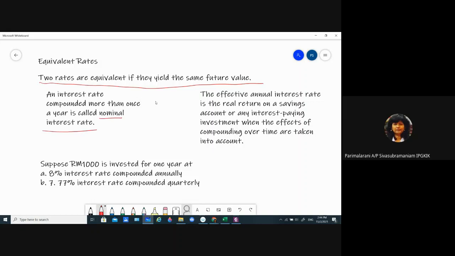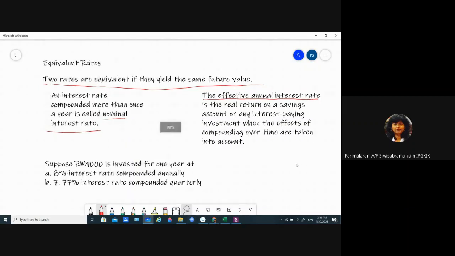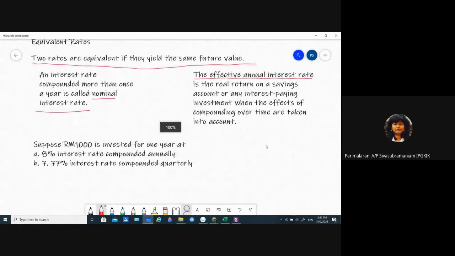This is just for you to refresh. And this is the other thing that you must know: the effective annual interest rate, also known as the effective rate. Either you say it in full, effective annual interest rate, or effective rate. It is the real return on a savings account or any interest paying investment when the effects of compounding over time are taken into account. What we mean by that we will see in a moment.